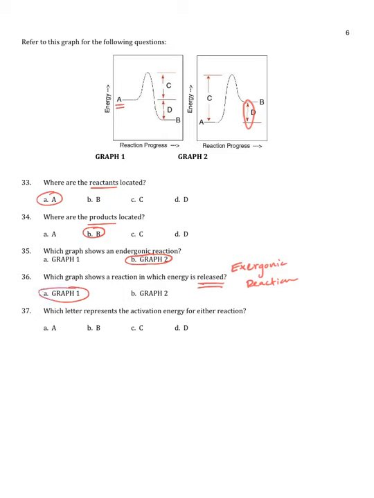And then the last question says which letter represents the activation energy for either reaction, since the graphs are labeled the same, and the activation energy is shown with letter C. So here you can see the activation energy for graph 2 and the activation energy for graph 1.